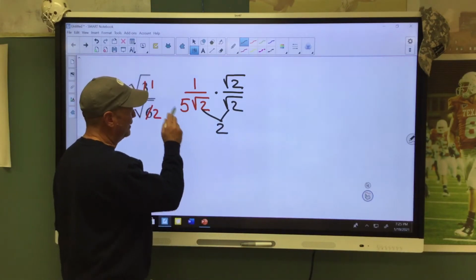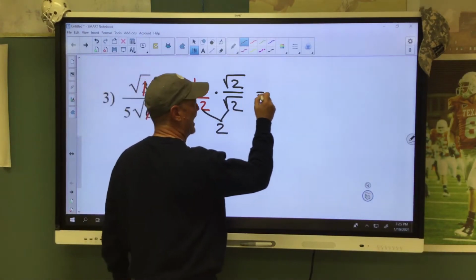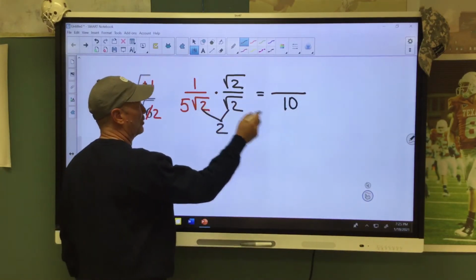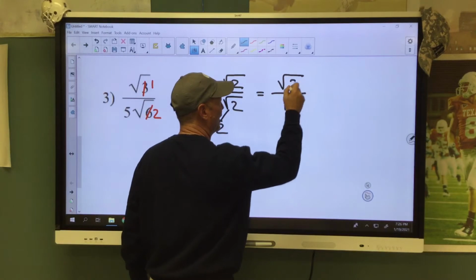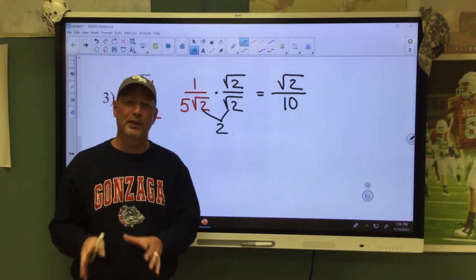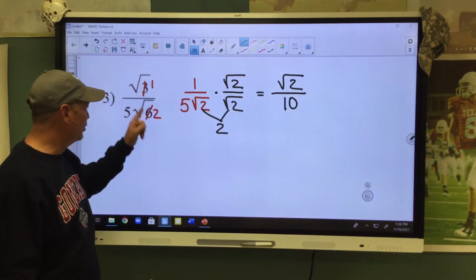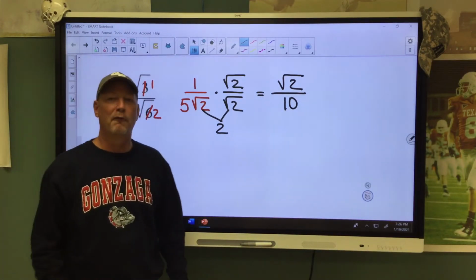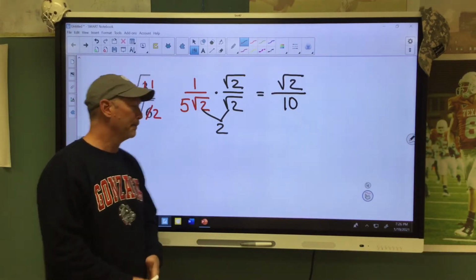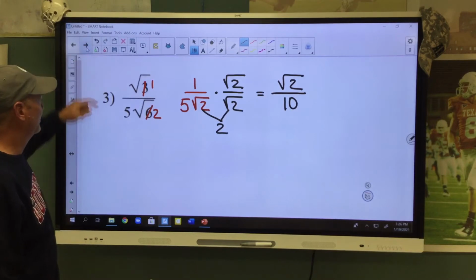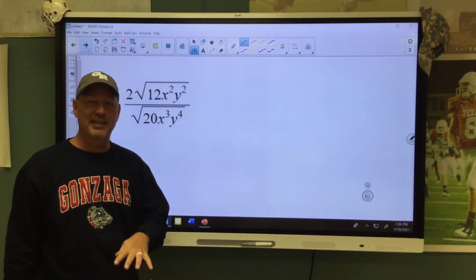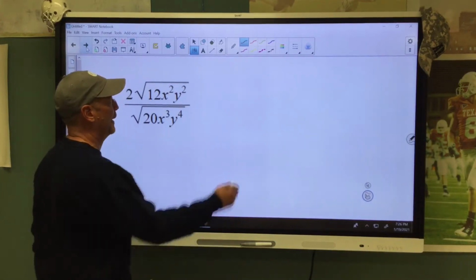You're going to multiply and say 5 times 2 equals 10 in the denominator. And you're going to say 1 times the square root of 2 is the square root of 2, and you would be done with that problem. But the whole point of me doing this problem is you need to reduce the radicals before you rationalize. Reduce before you rationalize, okay? Next problem. This is why I was talking to you. We're going to reduce first and then rationalize.